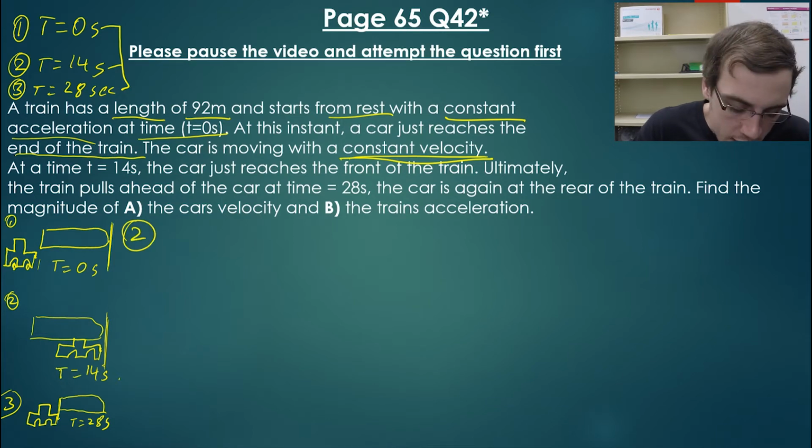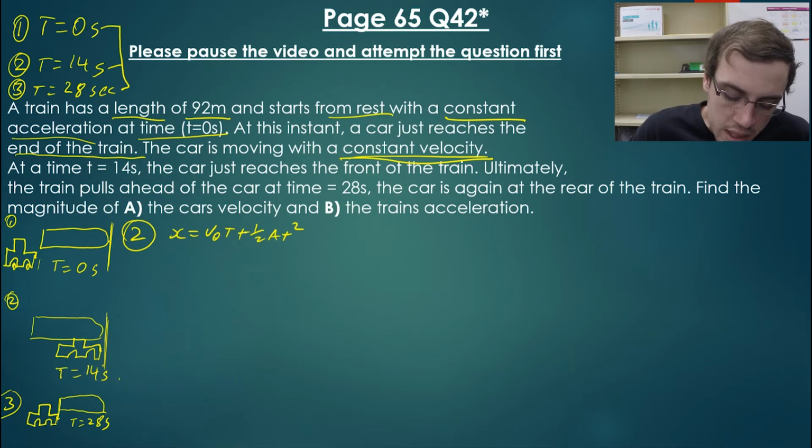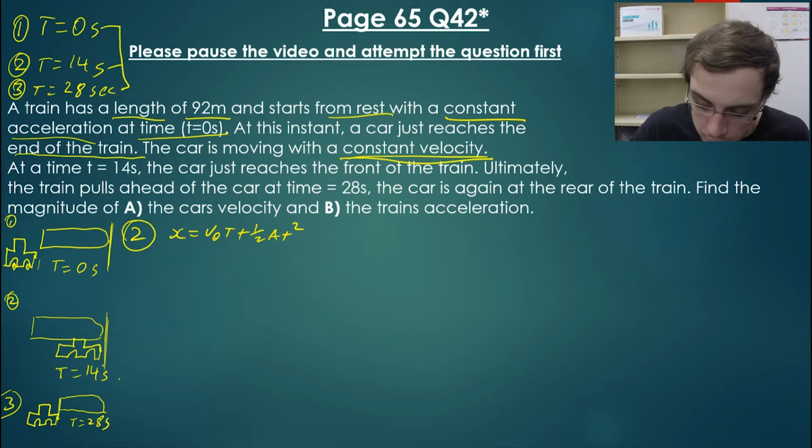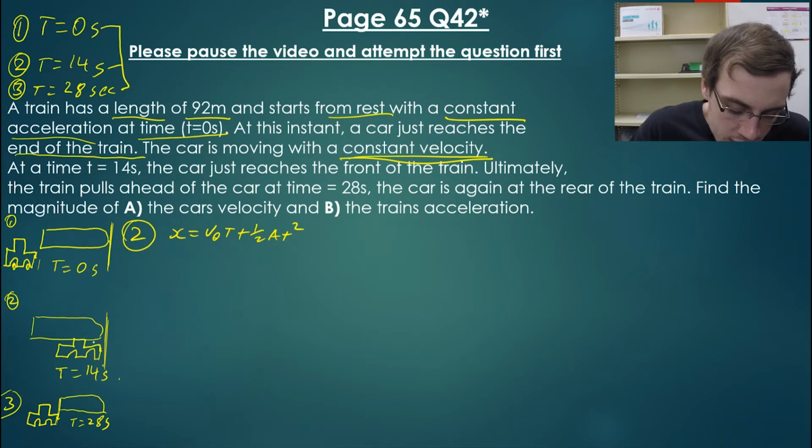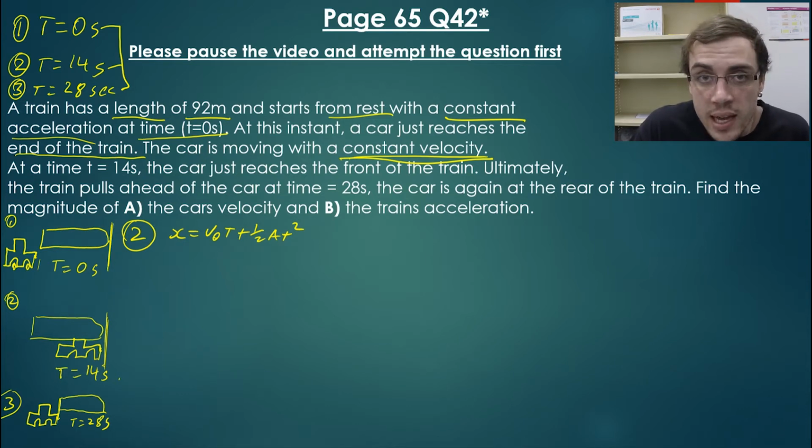So when time is equal to 14 seconds, or number 2, I'm going to use the formula x equals v0t plus 1/2 at squared, because at this point the car and the train are neck and neck. So we can use this as a reference point to get some info. I'm going to try and calculate the velocity of the car. At 14 seconds, both the train and the car are moving forward, and the displacement for both of them will be the same.